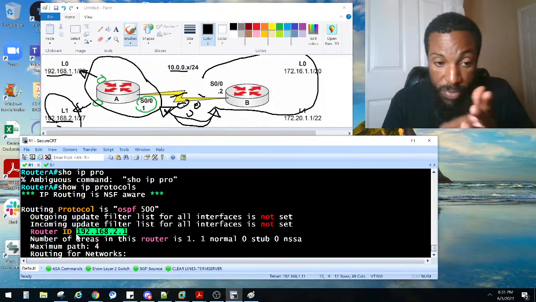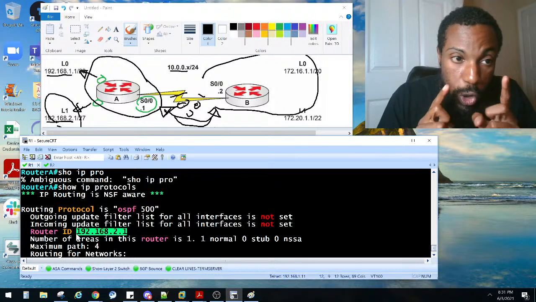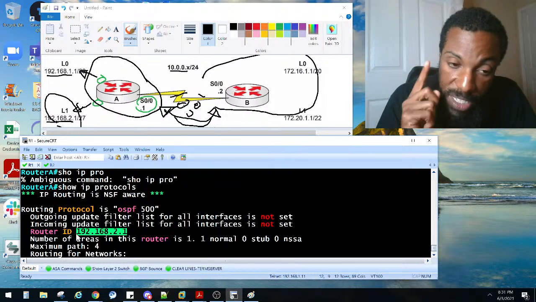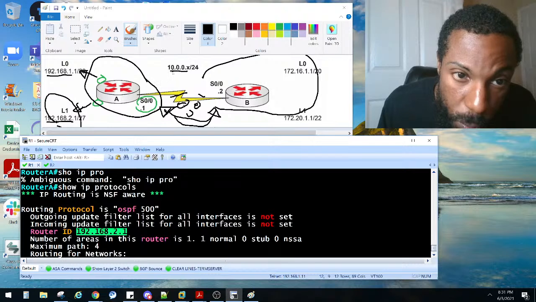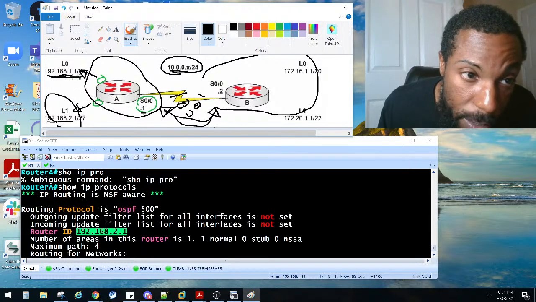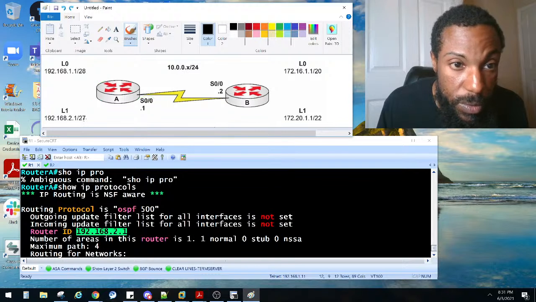There is a rule that says to pick the loopback with the highest IP address. That will be your router ID. That's the first thing you'll look for. So when we look at this router right here, we have this IP address that was configured, right? It was 10.0.0.1. Then we have this loopback, and then this loopback. Let me get rid of all this so y'all can see. This is how he picks his router ID.